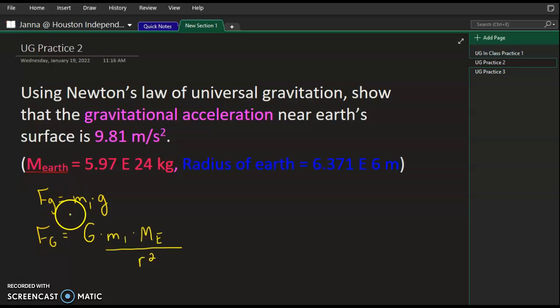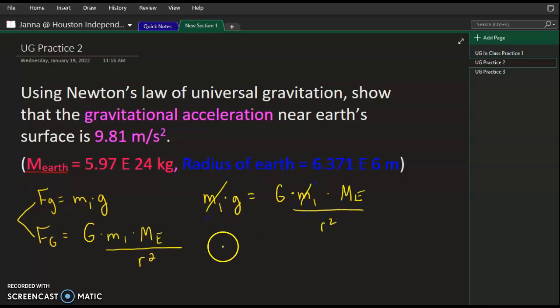If the weight of an object is because of the force of gravity, then these two must be equal to each other. So we're going to literally set those two equations equal to each other. M1 times g is equal to big G times M1 times the mass of the Earth divided by R squared. These M1s cancel, and I have little g is equal to big G times the mass of the Earth divided by R squared. I'm going to plug in these values.